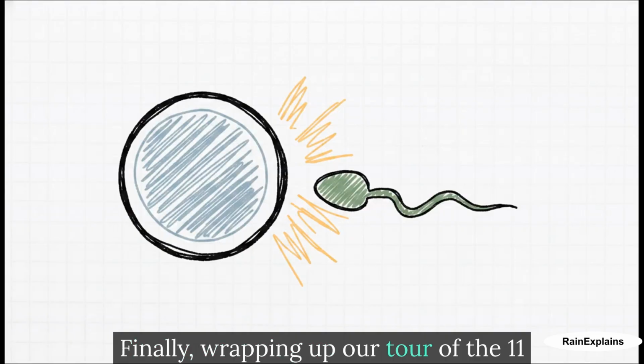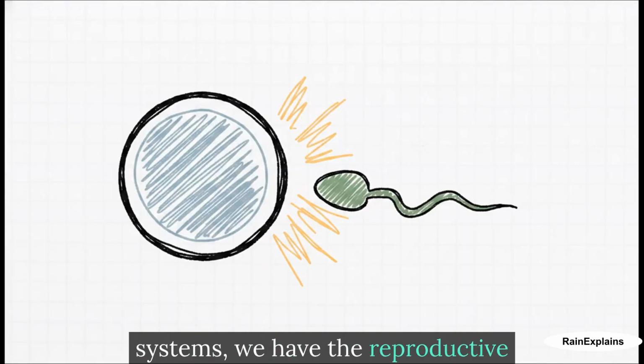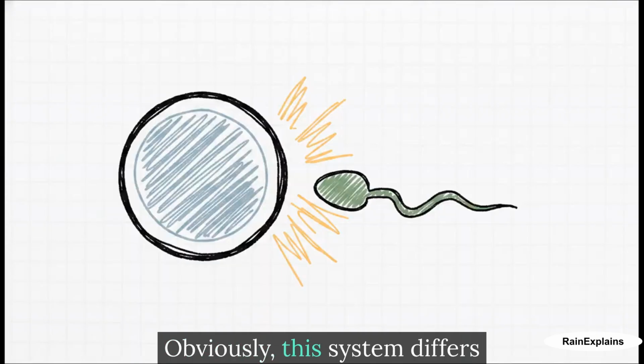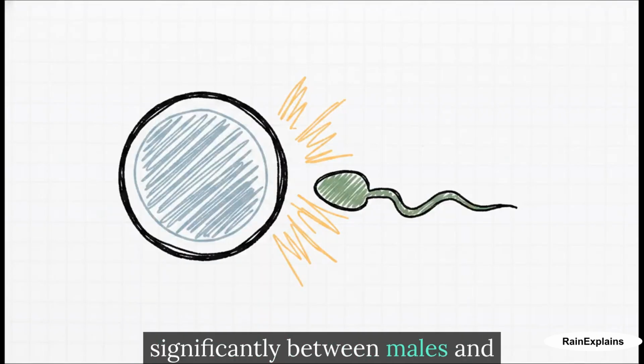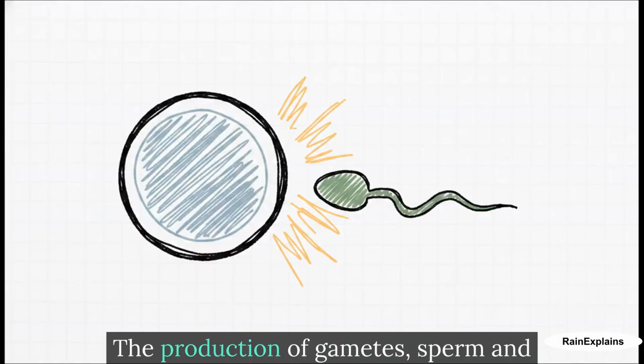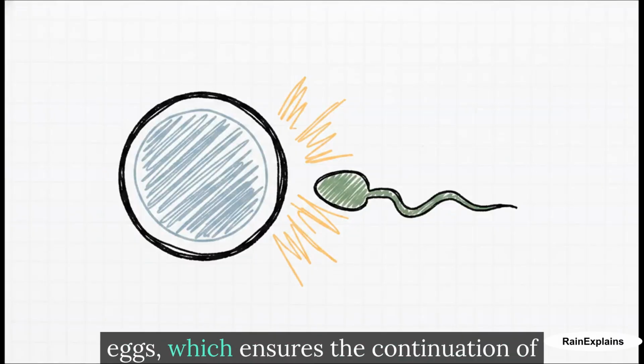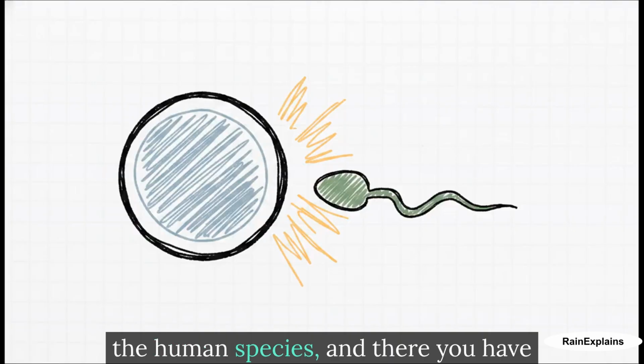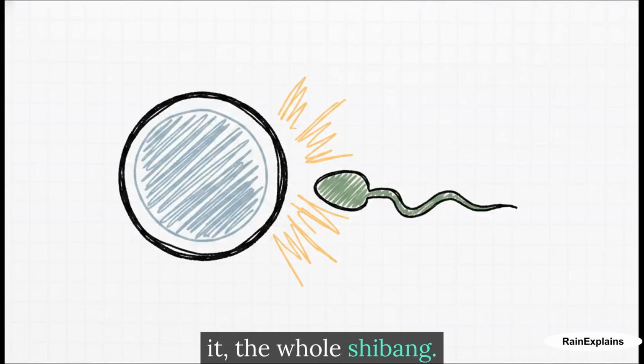Finally, wrapping up our tour of the 11 systems, we have the reproductive system. Obviously, this system differs significantly between males and females, but its overarching function is exactly the same: the production of gametes, sperm and eggs, which ensures the continuation of the human species. And there you have it, the whole shebang.